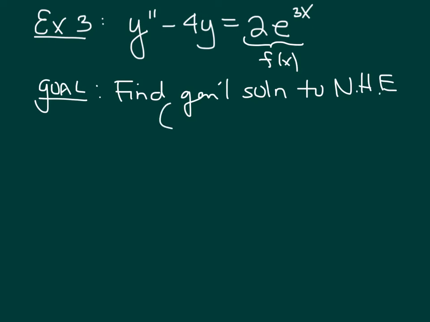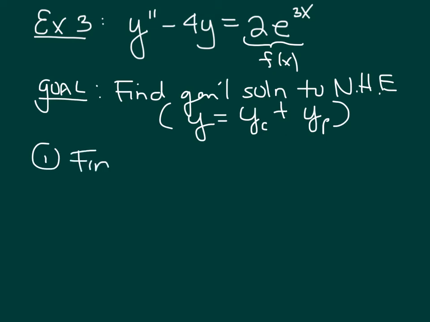That is, I want to find my y by first finding the general solution to the homogeneous equation, and then I'm going to add it to a particular solution of the non-homogeneous equation, and that's going to give us the most general solution to our non-homogeneous equation. So remember, we have 3 steps. So step 1 is to find y sub c.